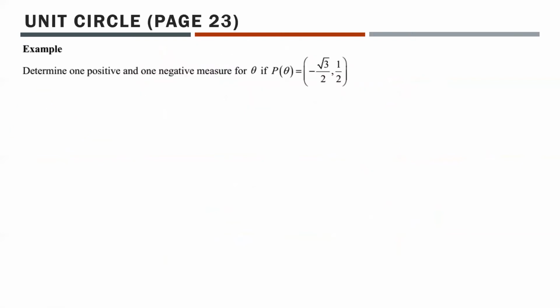All right, moving on. Next question, it's also on page 23. Determine one positive and one negative measure for theta if P theta is that. You can go back to your unit circle if you wanted. I'm going to just give myself a little bit of extra work here. Actually, it doesn't say that it's on a unit circle, but the ratio here for an angle is always going to be the same. So even if this wasn't, we'd be fine. But anyway, -√3/2, 1/2.